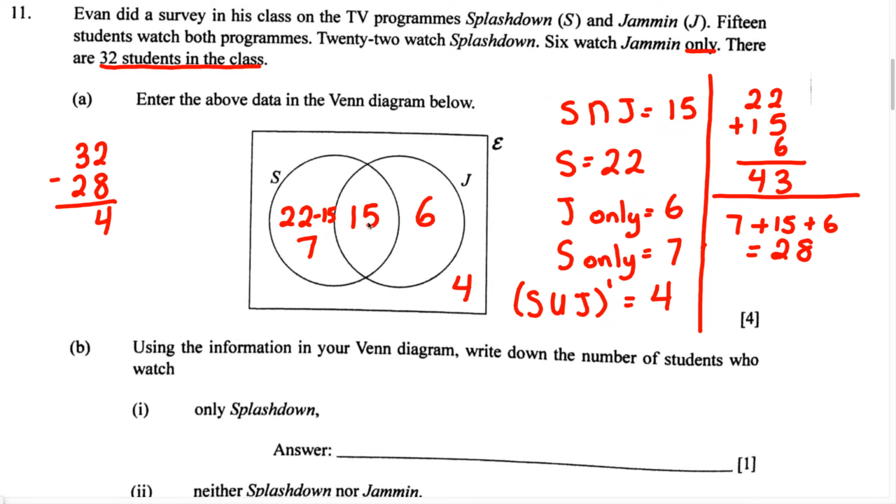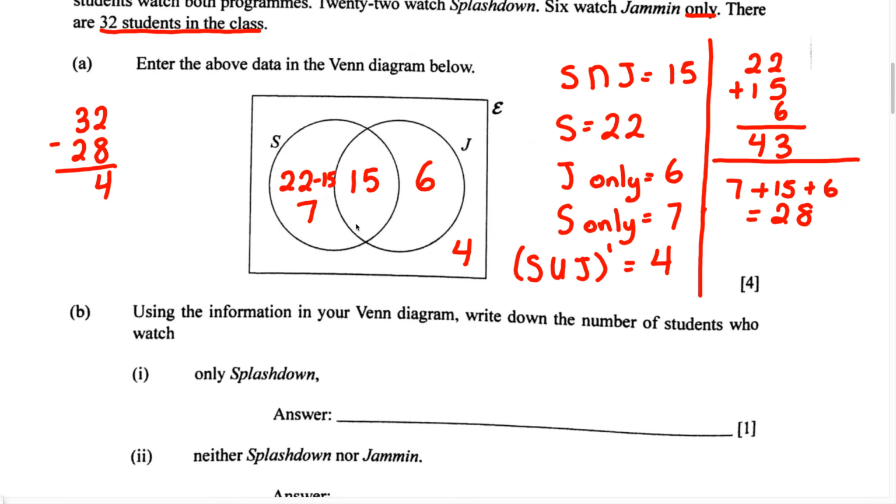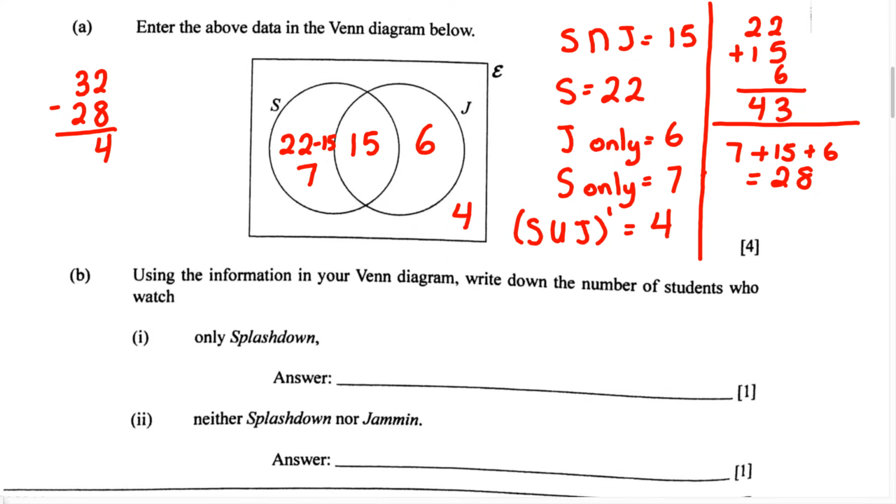Okay, now that our Venn diagram is complete, part B says, using the information in your Venn diagram, write down the number of students who watch part A only Splashdown. So we know Splashdown only is going to be 7. And we have it right here, S only equals 7. Therefore, we're just going to write 7 in the space provided.